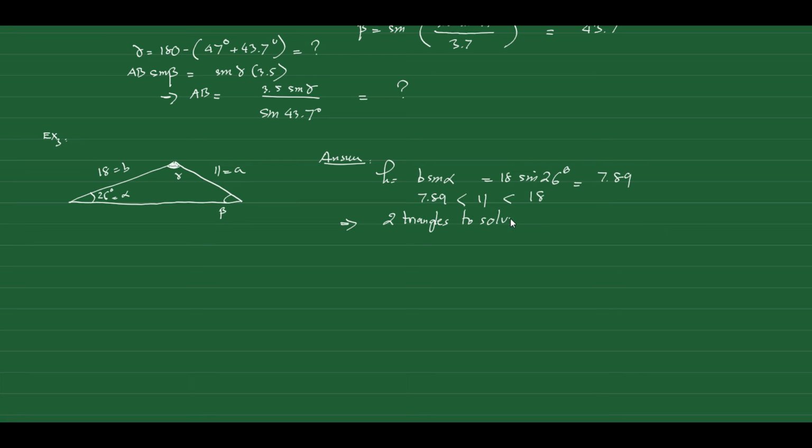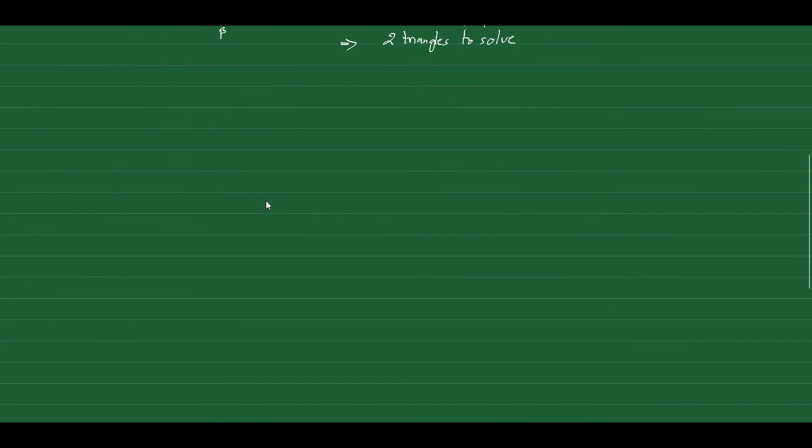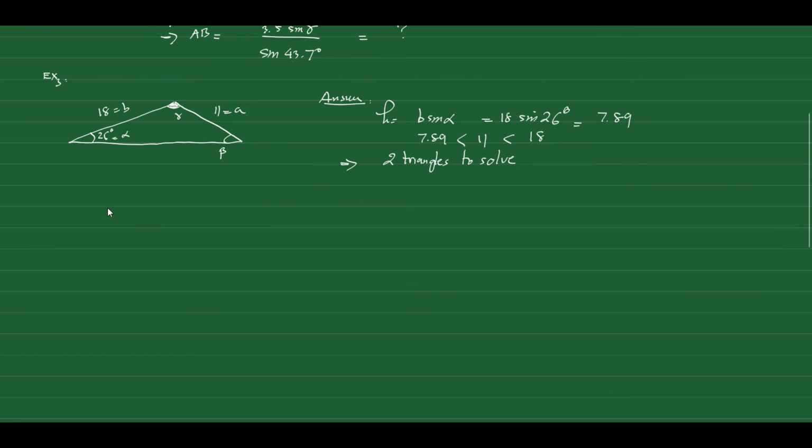Alright, two triangles to go. And the first triangle you do as usual. You just go ahead and use the law of sines. So we're going to have sine 26 over 11 equals sine beta over 18 equals sine gamma over c. This is c.